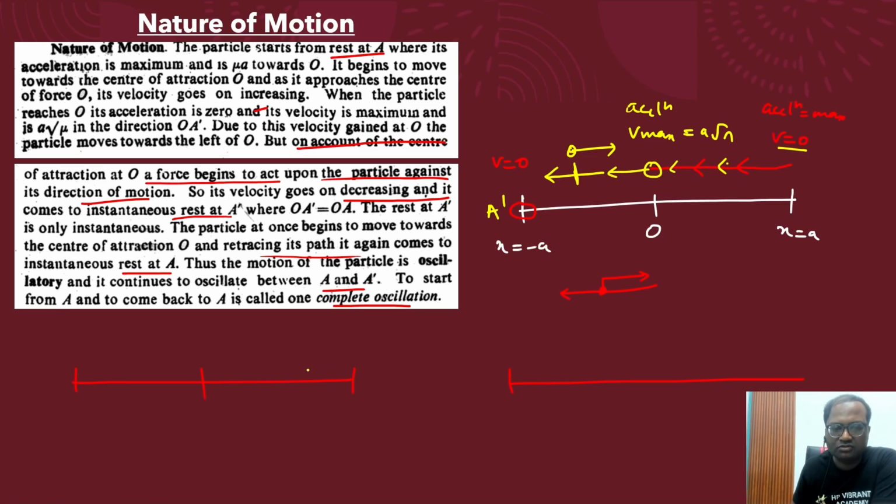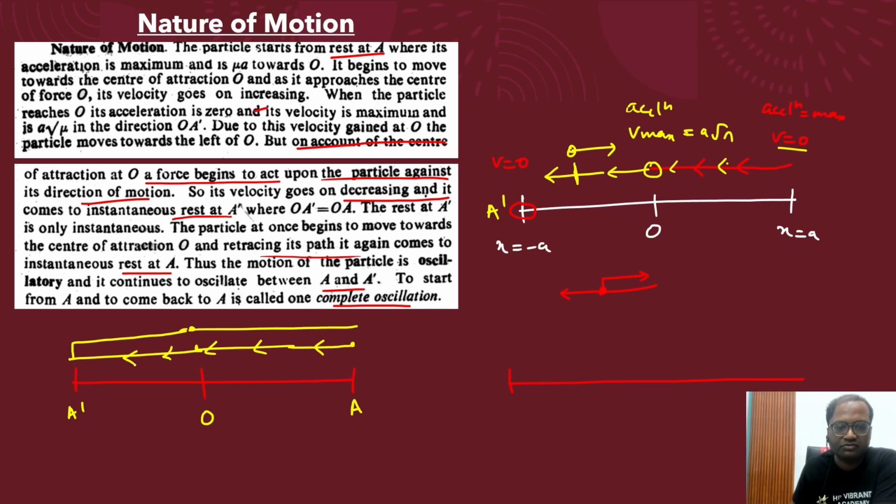So let us look at the movement of this yellow marked pen. This is the starting point. The particle started from point A and it has moved to center of force O. Now again it moves from O to A dash. Now again it returns back to O, and finally again it returns to A. So this is the complete motion.